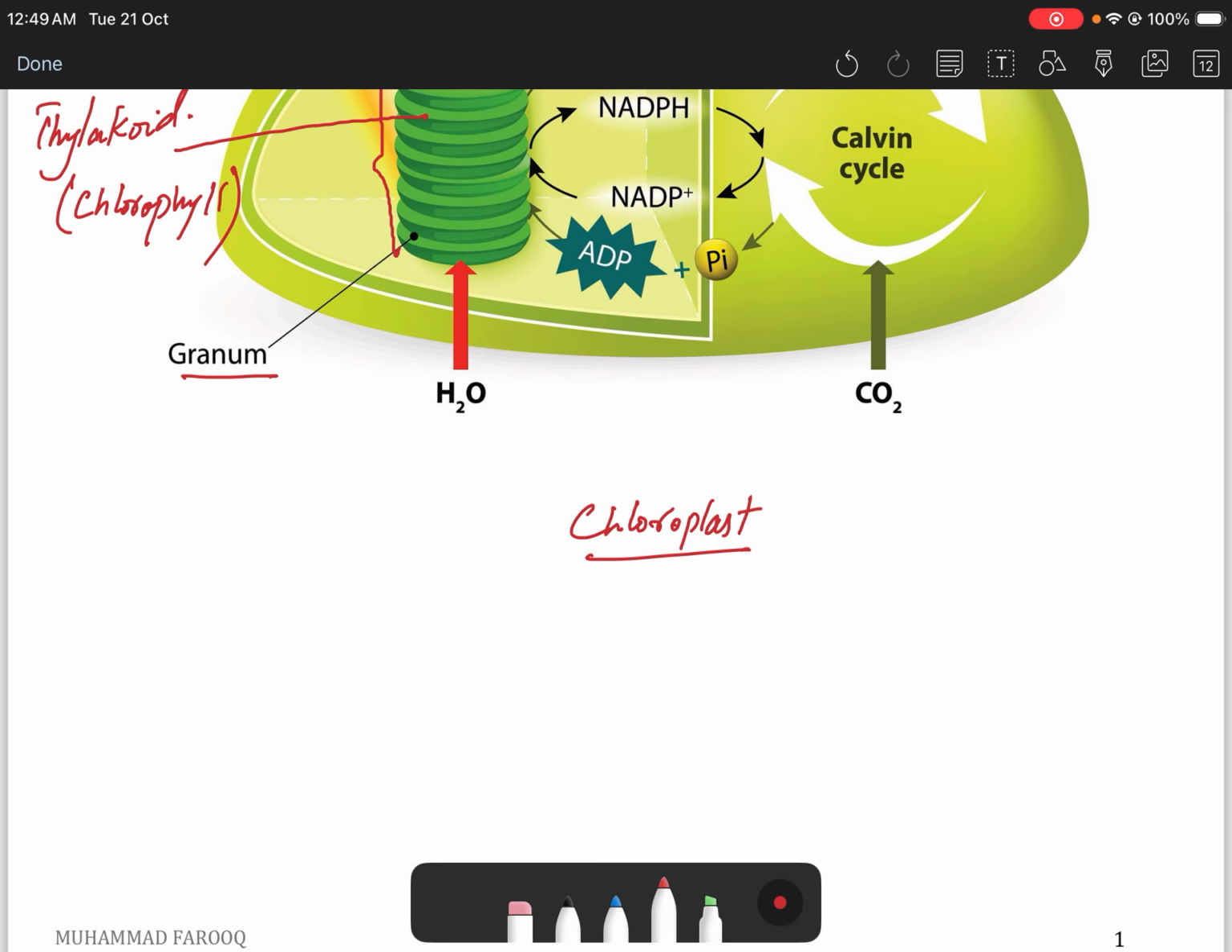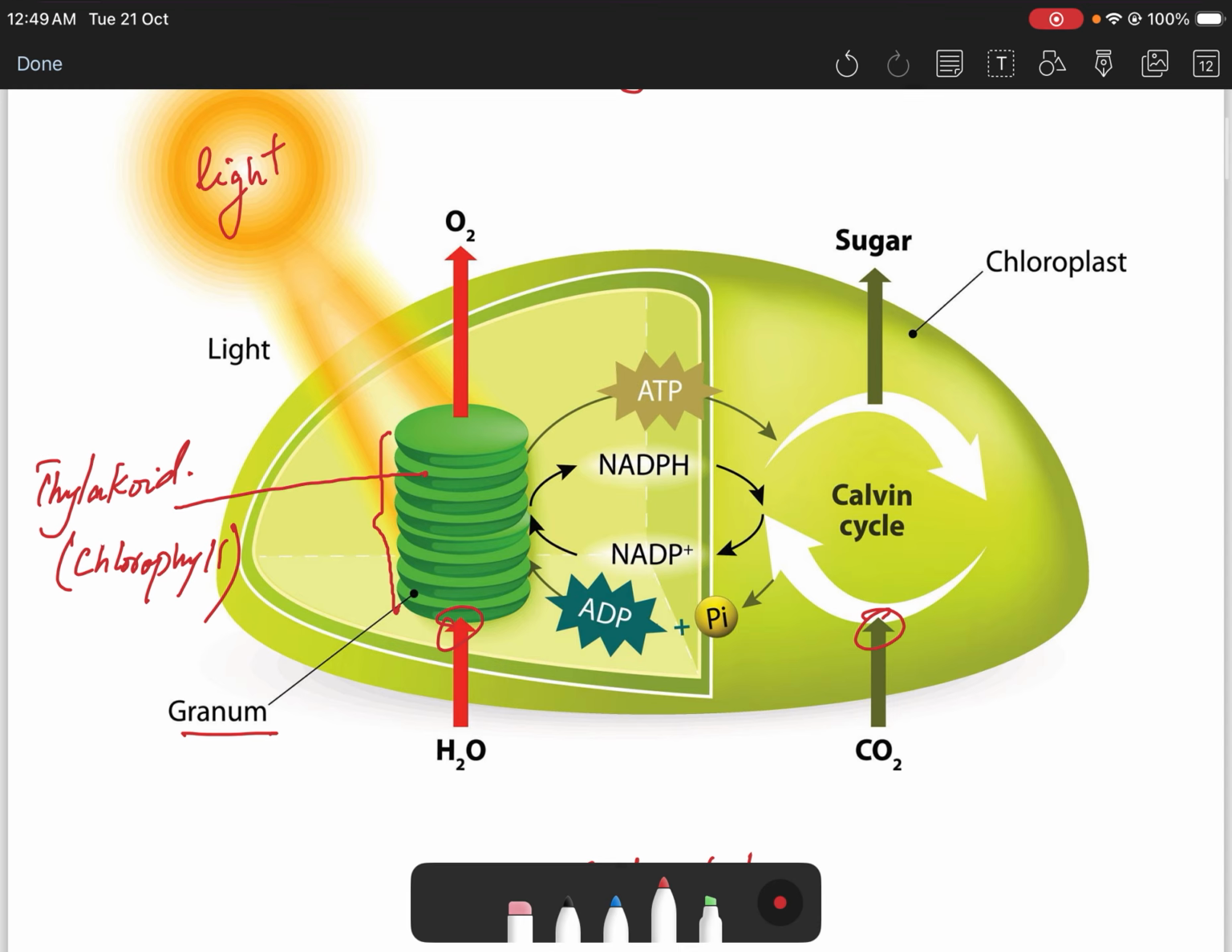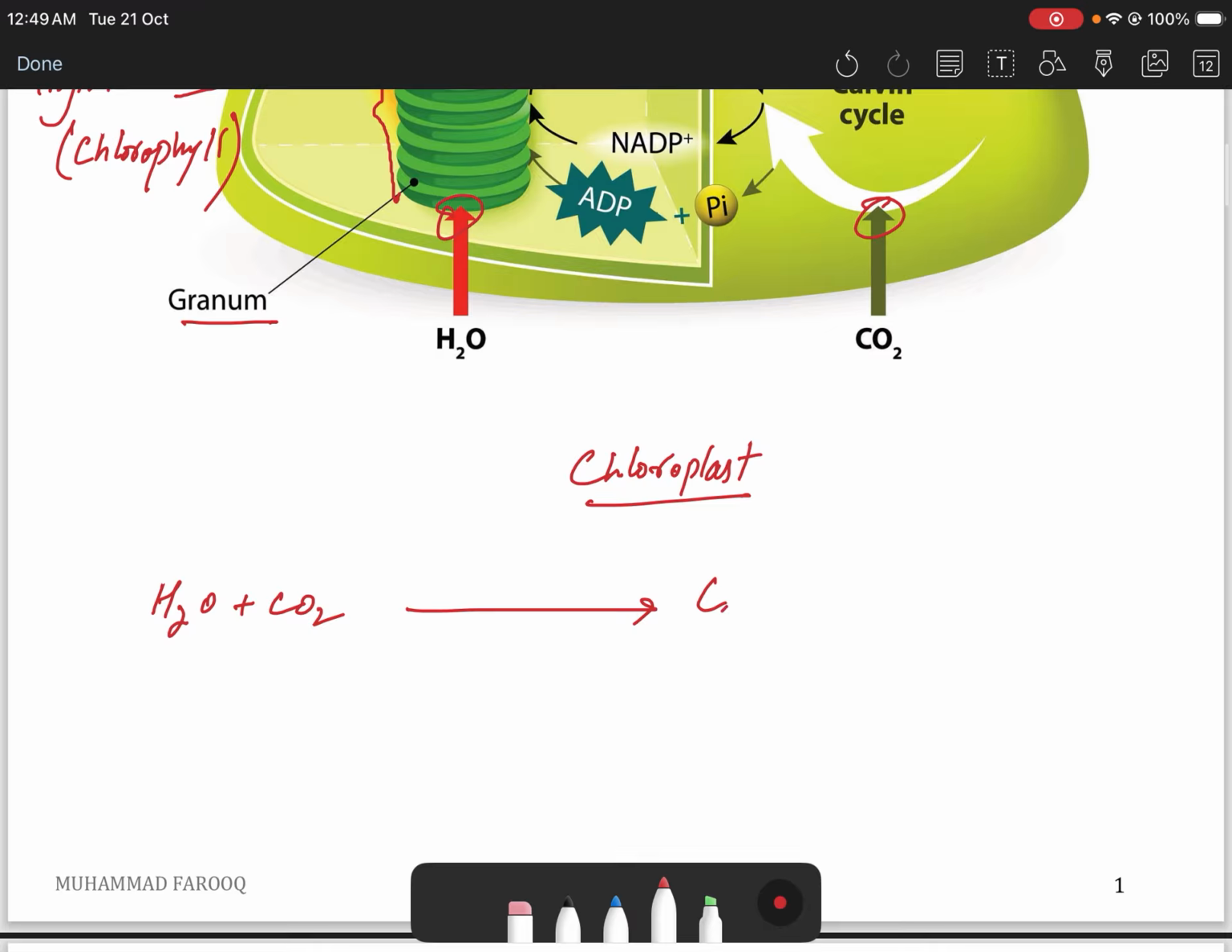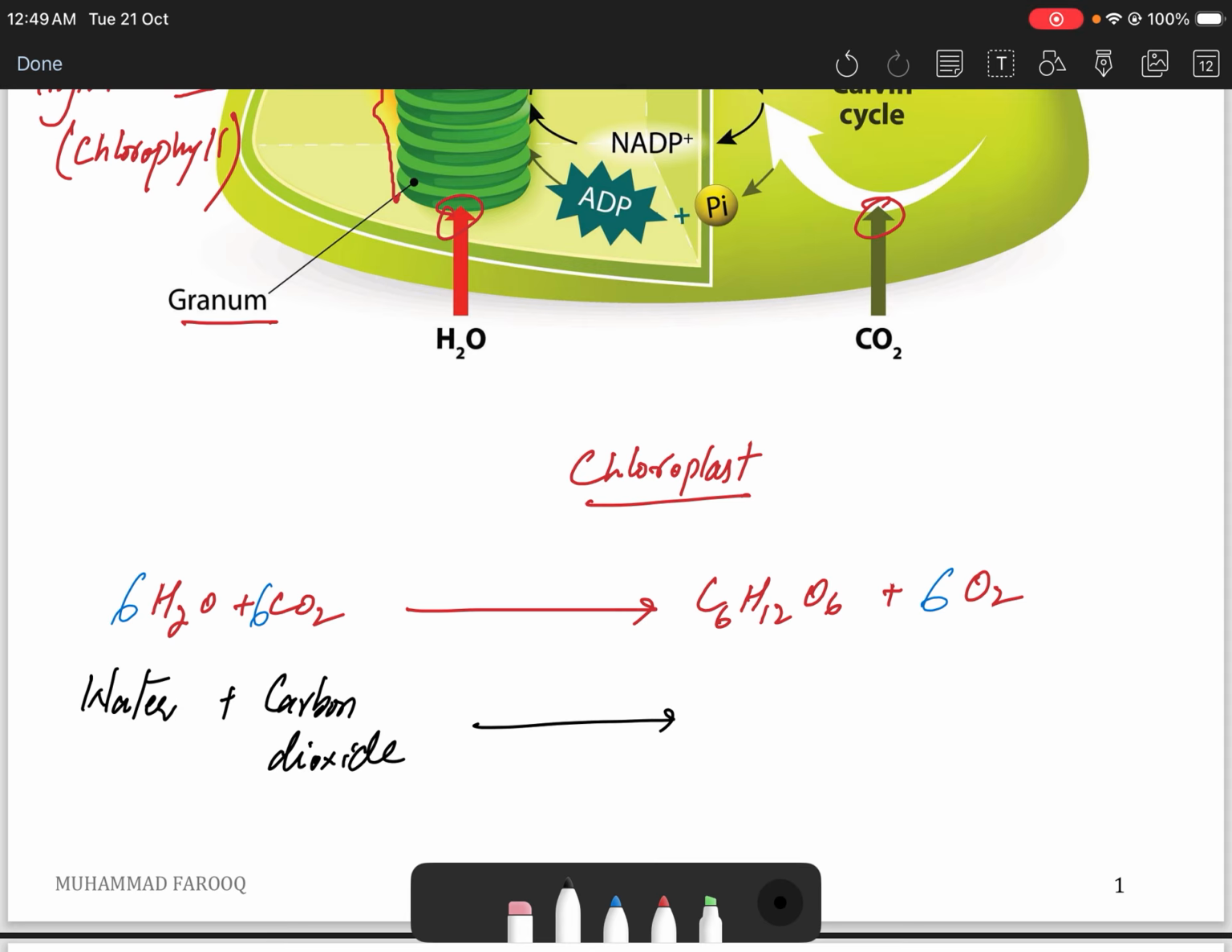So if we talk about the equation of photosynthesis, we know that H2O plus CO2, you can see these arrows going in and giving you the products going out. So we can easily write here that this gives glucose C6H12O6 plus O2. And we know the rule of balancing, just put 6 with each except glucose. And you should know the names as well. This is water plus carbon dioxide, which gives you glucose, sugar, and oxygen.